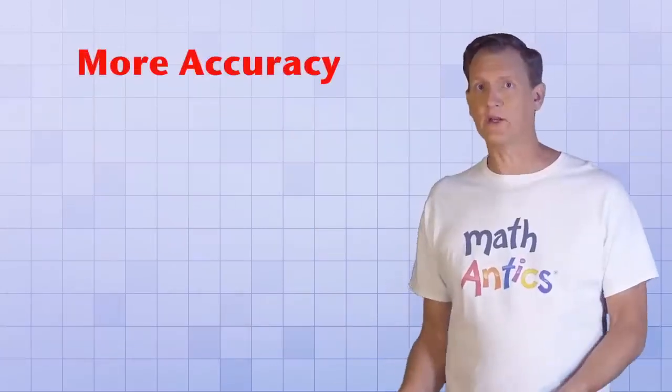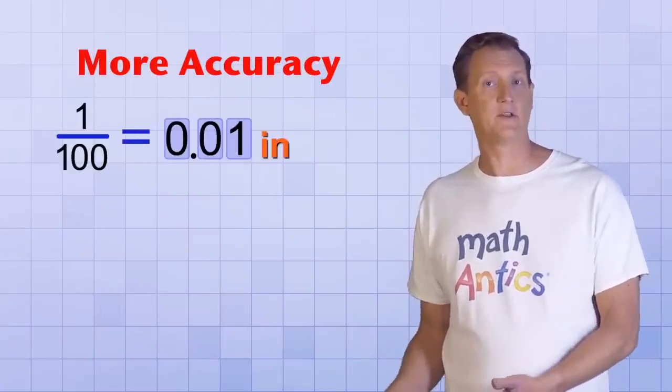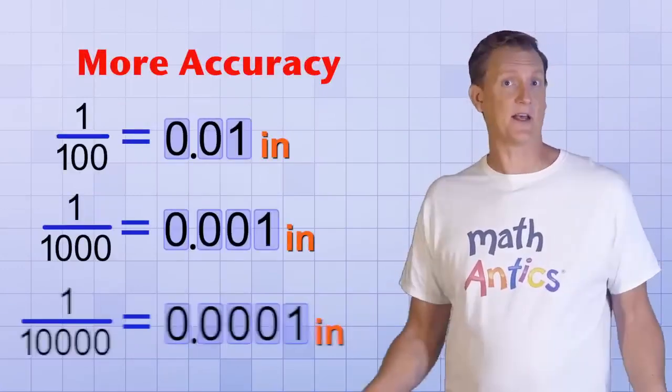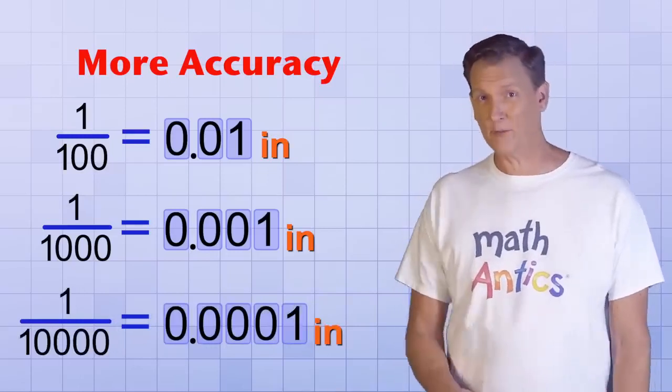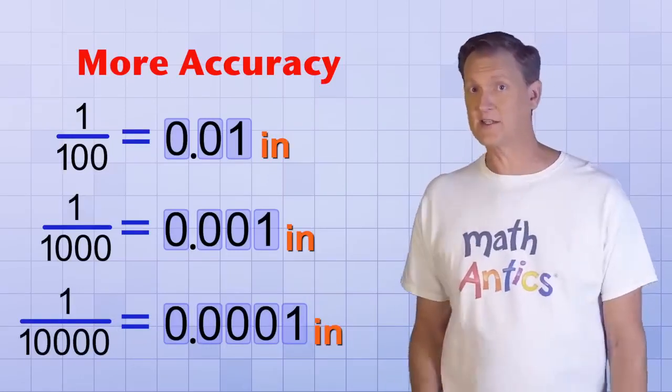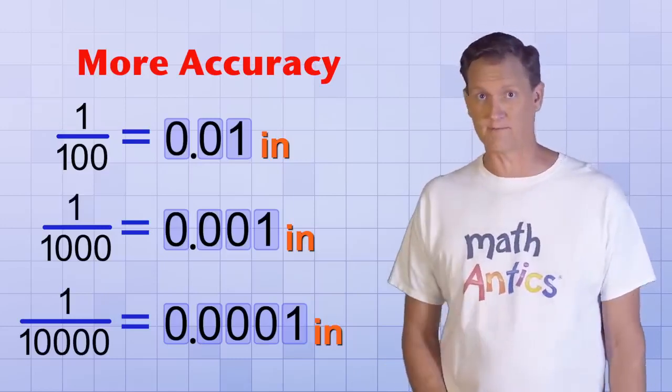And when you need more accuracy, you can keep subdividing by 10, so that you'd get hundredths of an inch, thousandths of an inch, 10,000ths of an inch, and so on. This way of dividing up inches is commonly used in American engineering since it has many of the benefits of the metric system, even though it's based on inches.